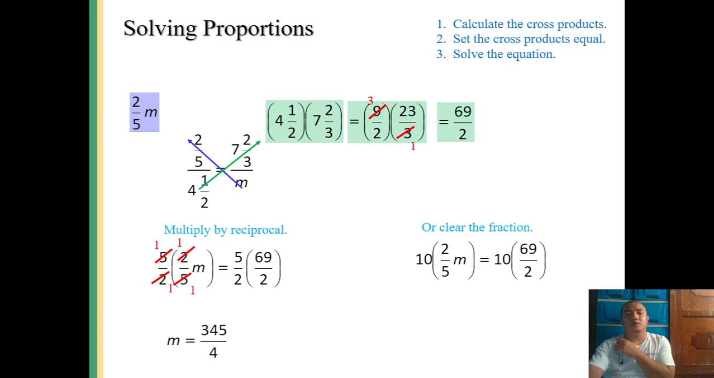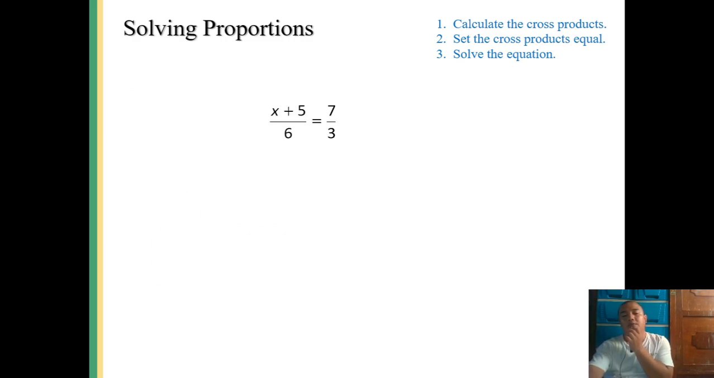1. So here, 69 times 5 is 345 over 4. Therefore m is equal to 345 over 4, or as a mixed fraction, 86 and 1/4, or as a decimal, 86.25. How about this?